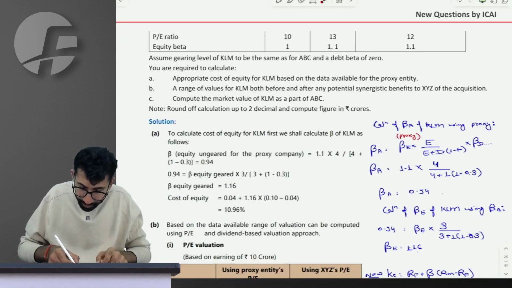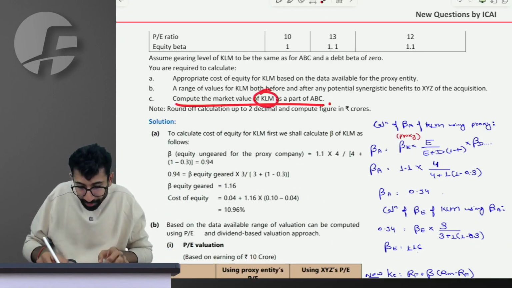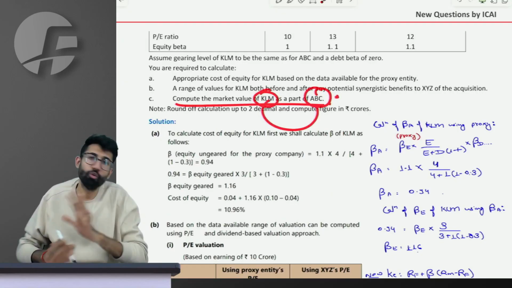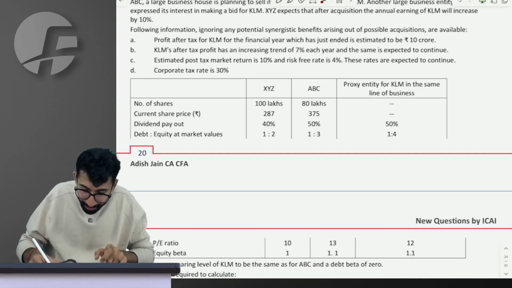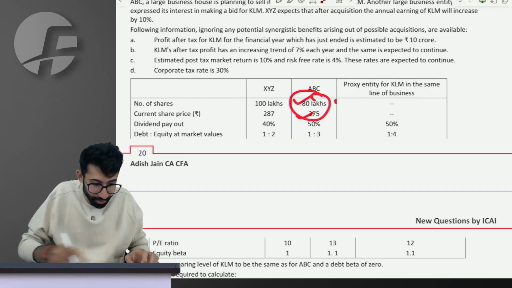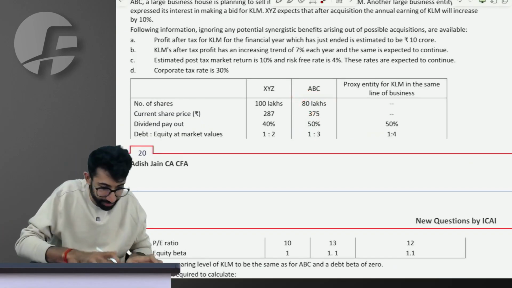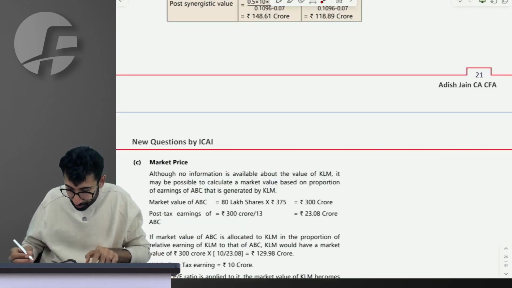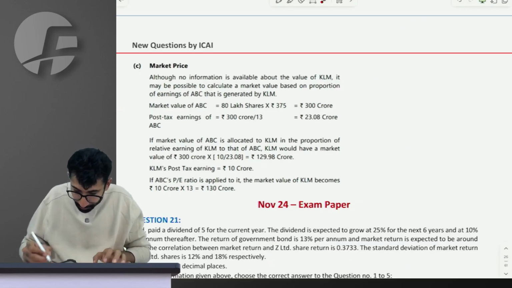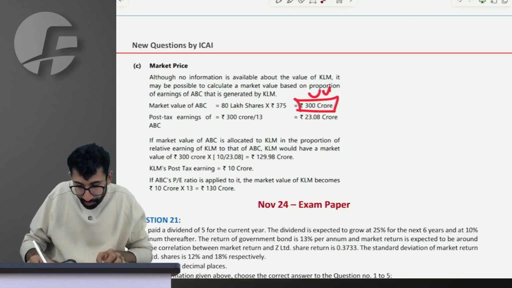Third part. Sir, compute the market value of KLM as a part of ABC. Again, an open-ended question. ABC's entire value is 80 lakh shares into 375, which is 30,000 lakhs, which is 300 crore.